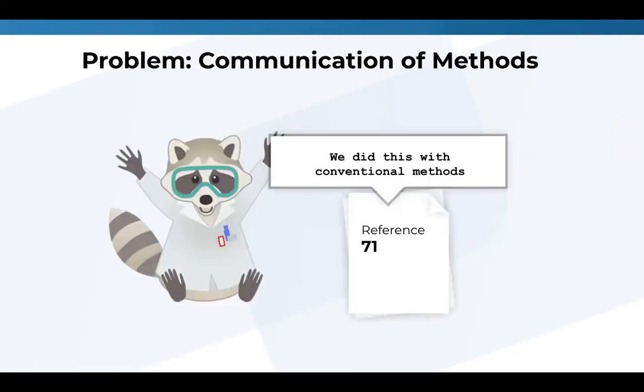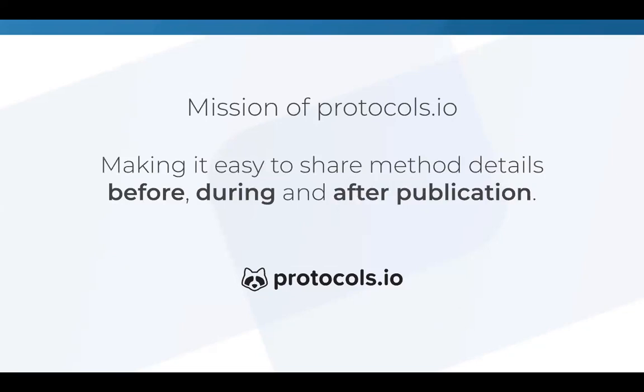This is Rocky, and he also had trouble reproducing work, and the underlying problem oftentimes is the way we communicate methods. In research papers, oftentimes we read sentences like, we did this with conventional methods, we did what others did, and then you reference a different paper or things like that. And oftentimes we really don't mention all the details that are very important to reproduce a method. So the mission with Protocols.io is to make it easy to share method details before, during, and after publication.